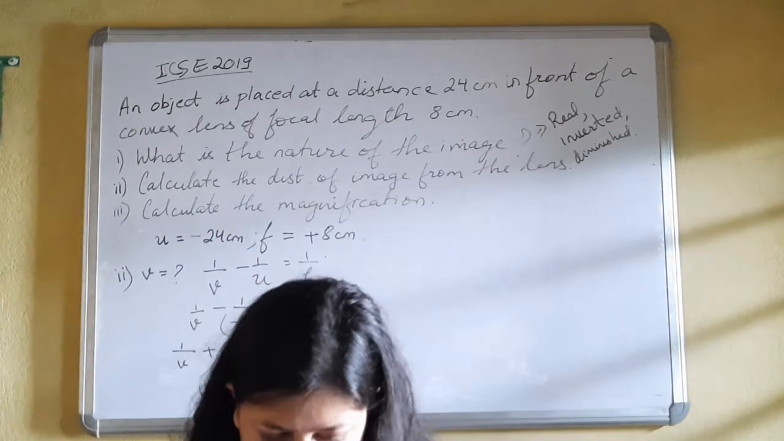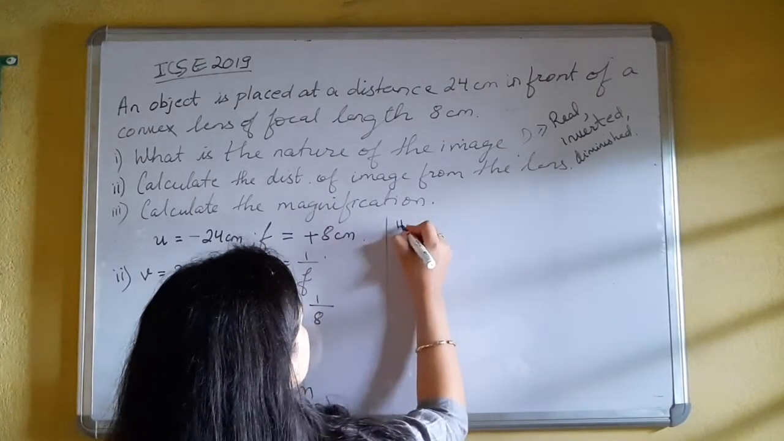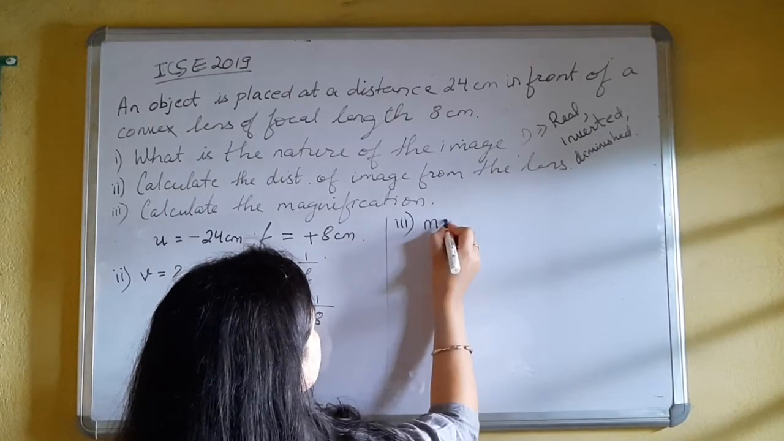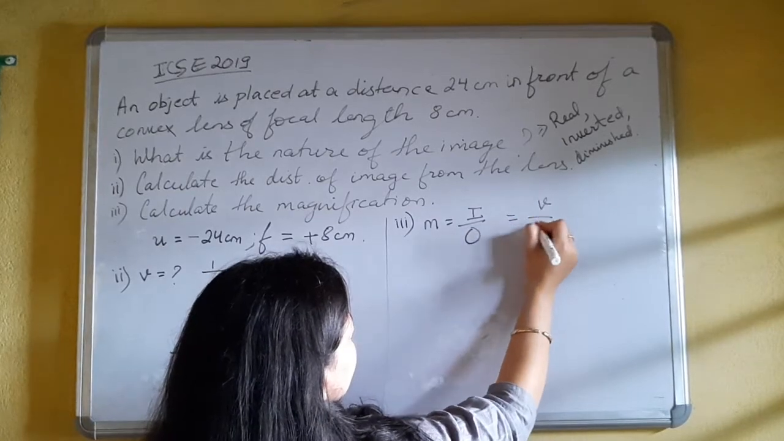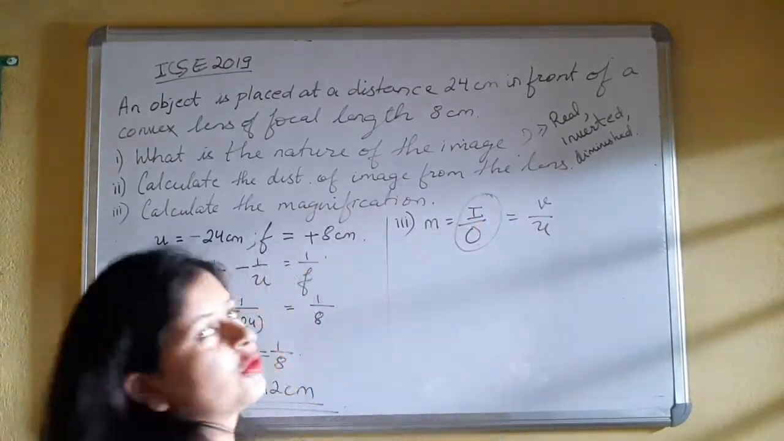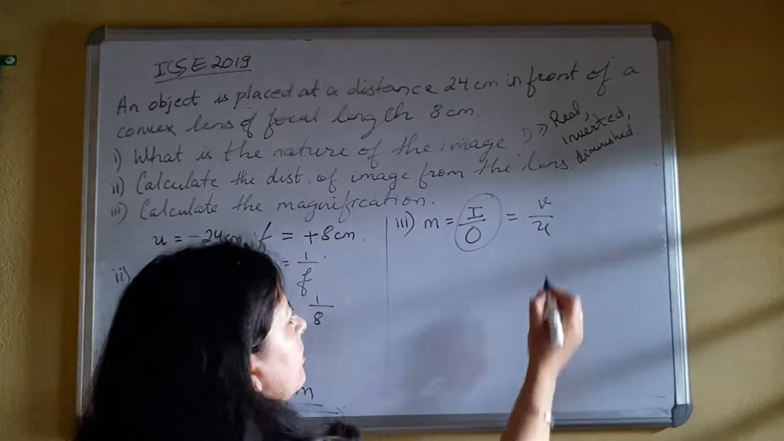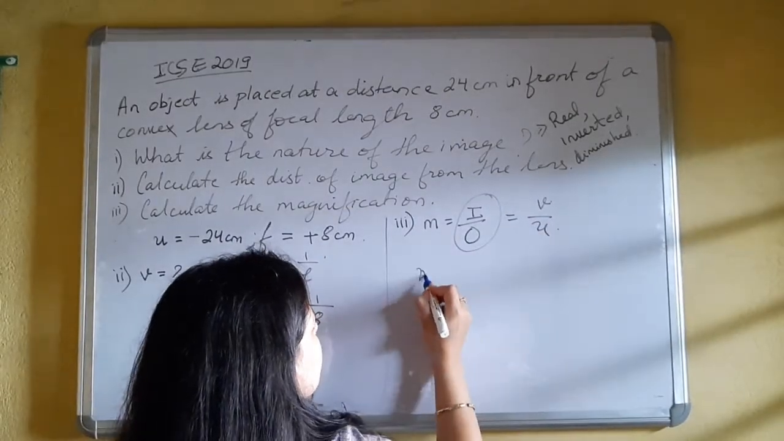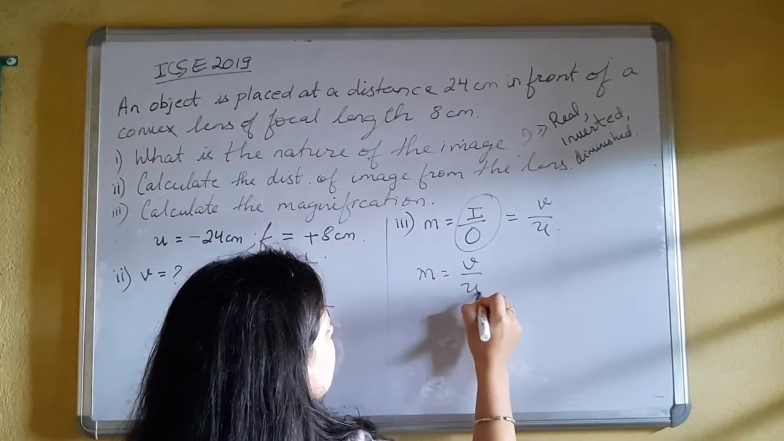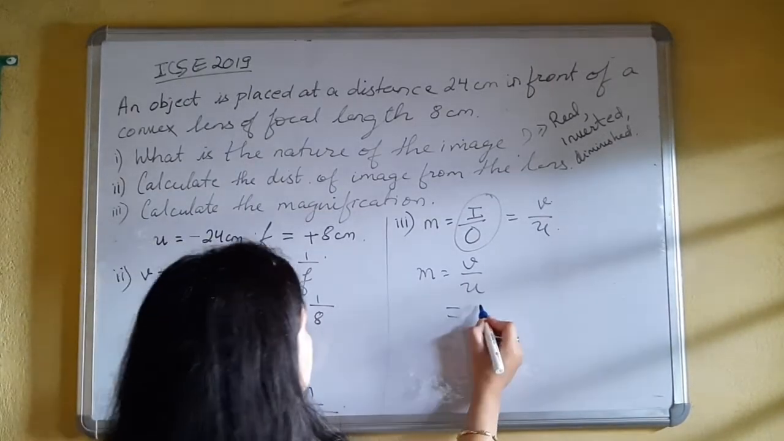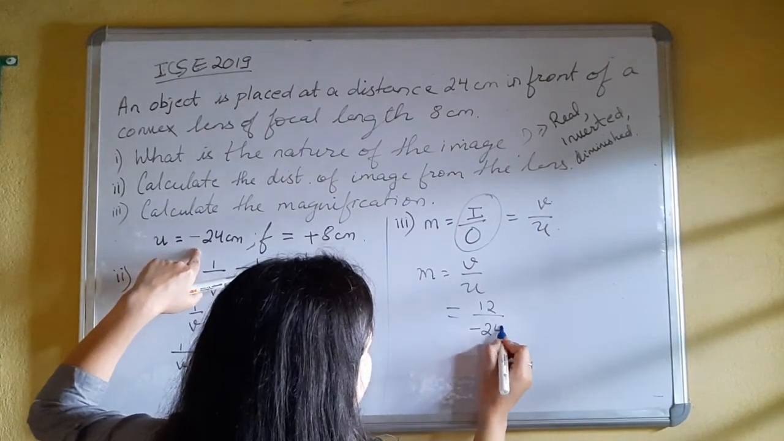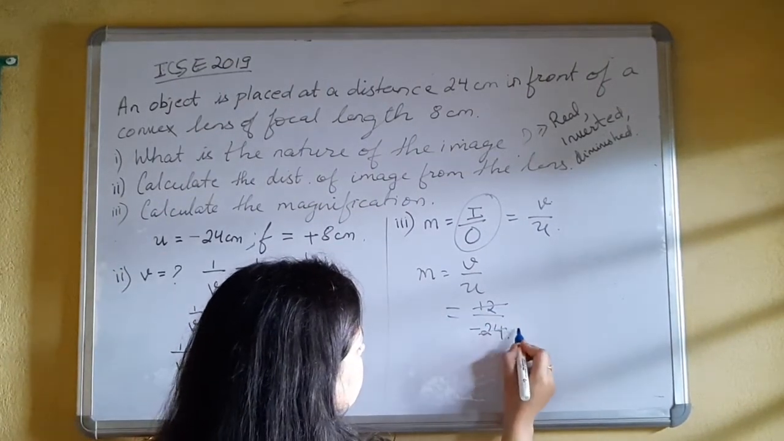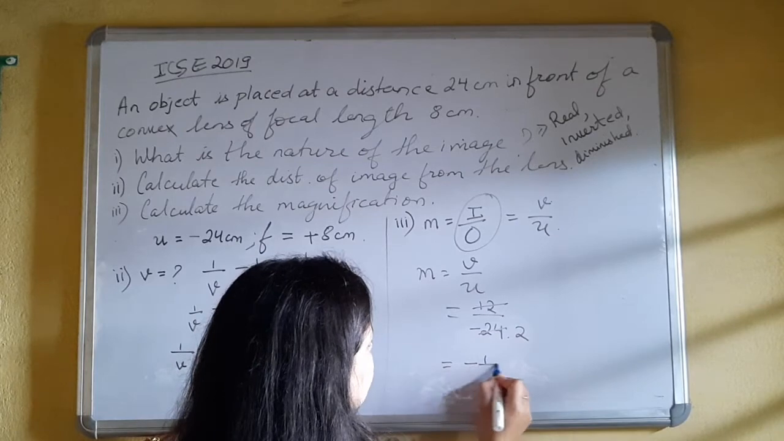Okay. And the third one, find the magnification. I'll do it here. Number 3. Magnification, the formula, either you can put it as I by O or you can put it as v by u. I can't use this one because I don't know the size of the object or the image, but I know this v and u. So m will be equal to v by u, where v is 12 and u is minus 24. 2 times, so it is minus half.